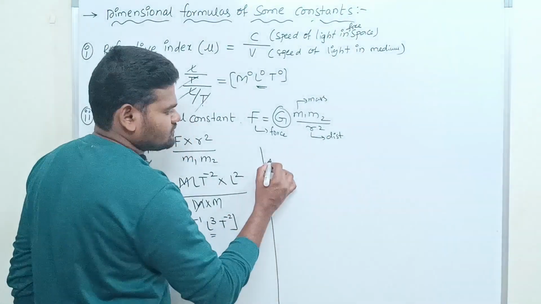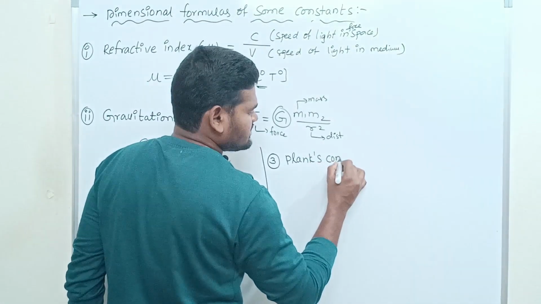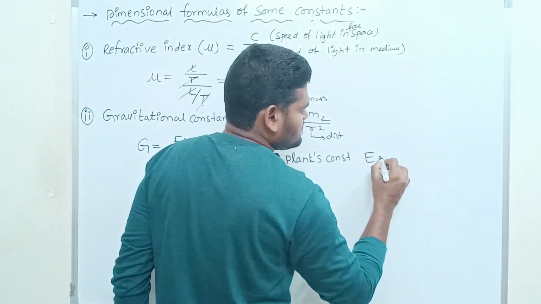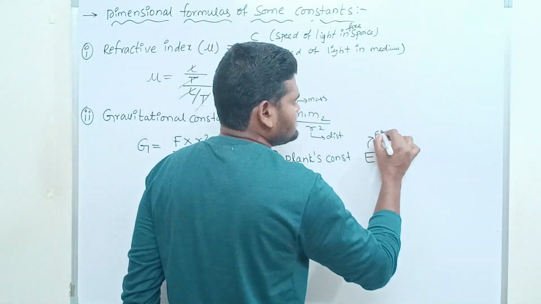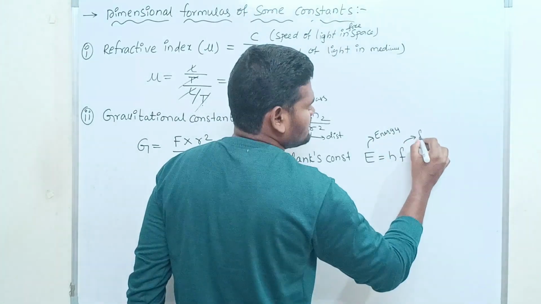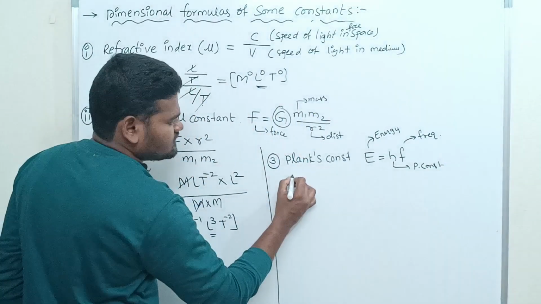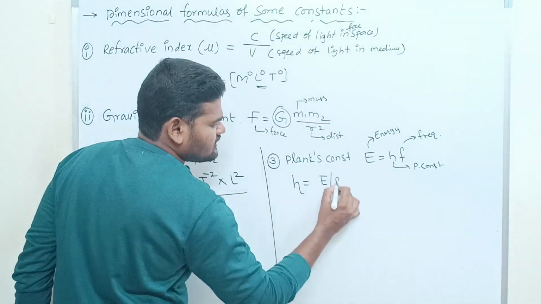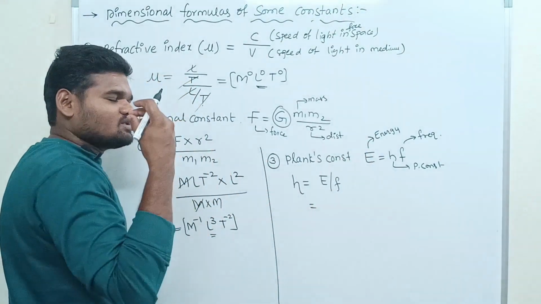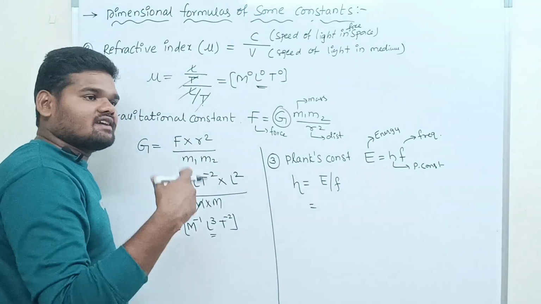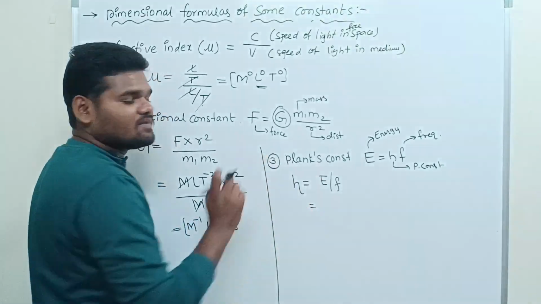So the third one, Planck's constant. So E is equals to HF. Where E is called what? Energy. F means frequency. And H is what? Planck's constant. Okay. So H is equals to, we can write E by F. What is E? Energy. So the energy, whatever it is, heat energy or whatever it is, just write the formula for kinetic energy or potential energy. It is equals to the formula of energy.